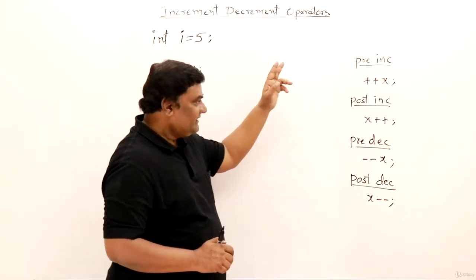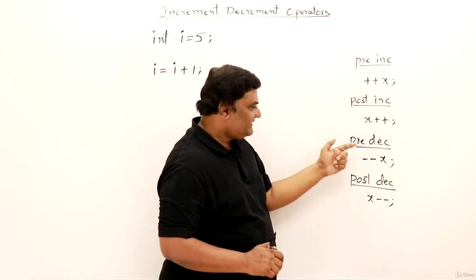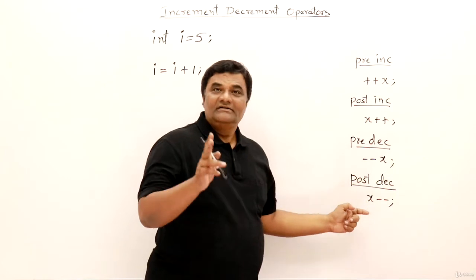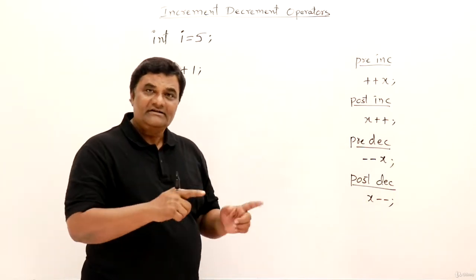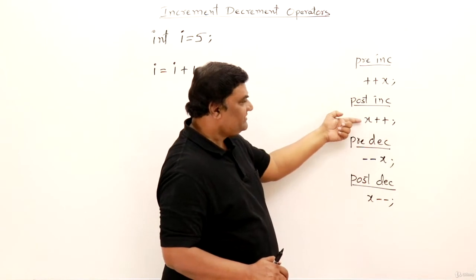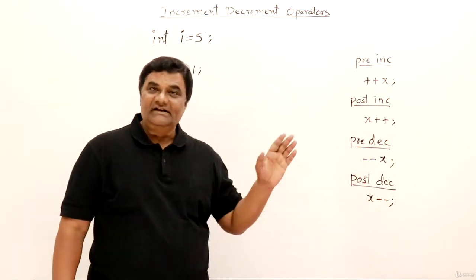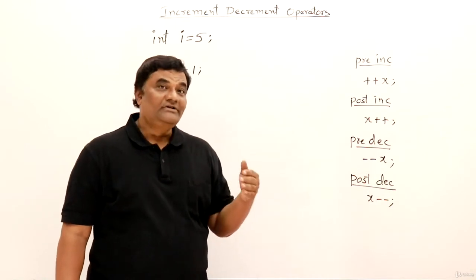See here there are two types of operators. One is increment operator and second one is decrement operator. Then again in increment decrement again there are two types. One is pre-increment, second is post-increment. Likewise pre-decrement and post-decrement. So we'll understand what are all these and how they work.